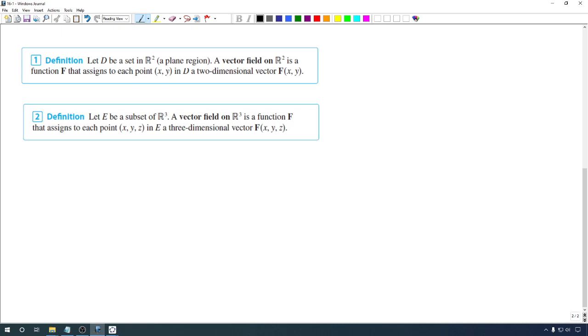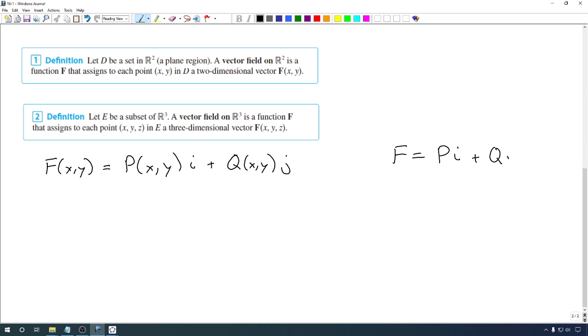Since vectors can be written in components and vector-valued functions can be written in components, we also take our vector fields and break them into components as well. A 2-dimensional vector field, so if we have f of x, y, taking in x and y and spitting out a vector, we can write this in components as something like p of x, y times i, so i here being the vector 1, 0, and then q of x, y times j, where j is 0, 1. Or you could actually just write this as f equals pi plus qj.